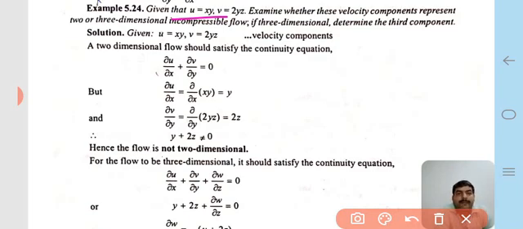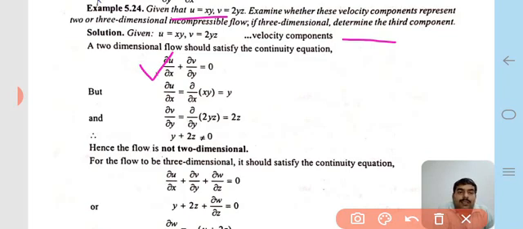Now the solution part. Given the velocity component in the direction of x, u is equal to xy, and v is equal to 2yz, the velocity components along the x and y axes. A two-dimensional flow should satisfy the continuity equation. Therefore, del u upon del x plus del v upon del y is equal to 0.